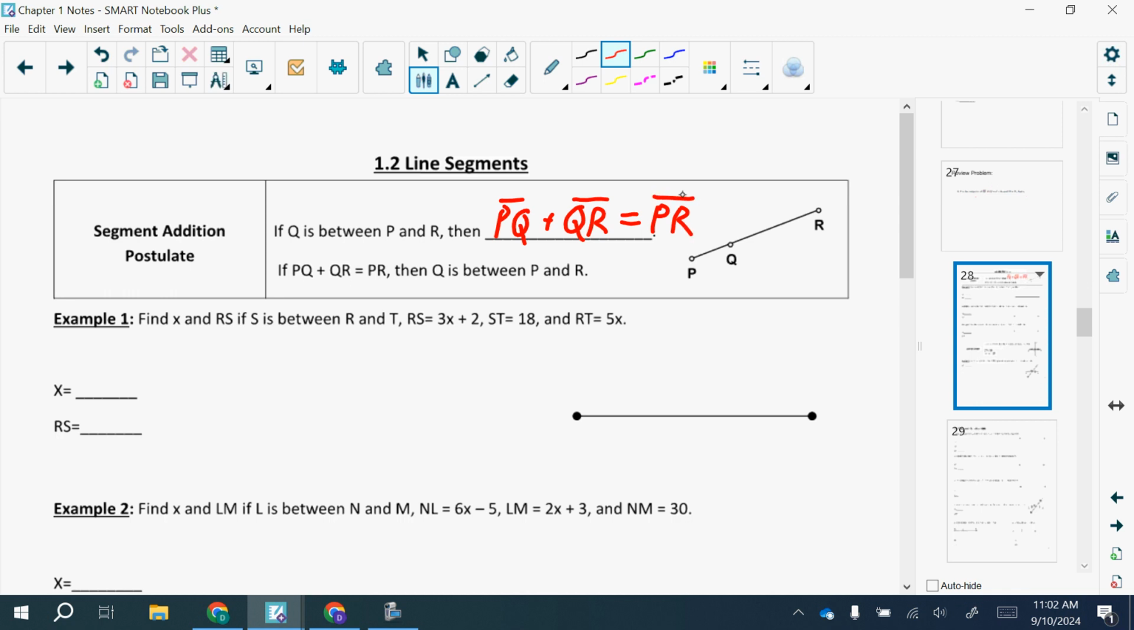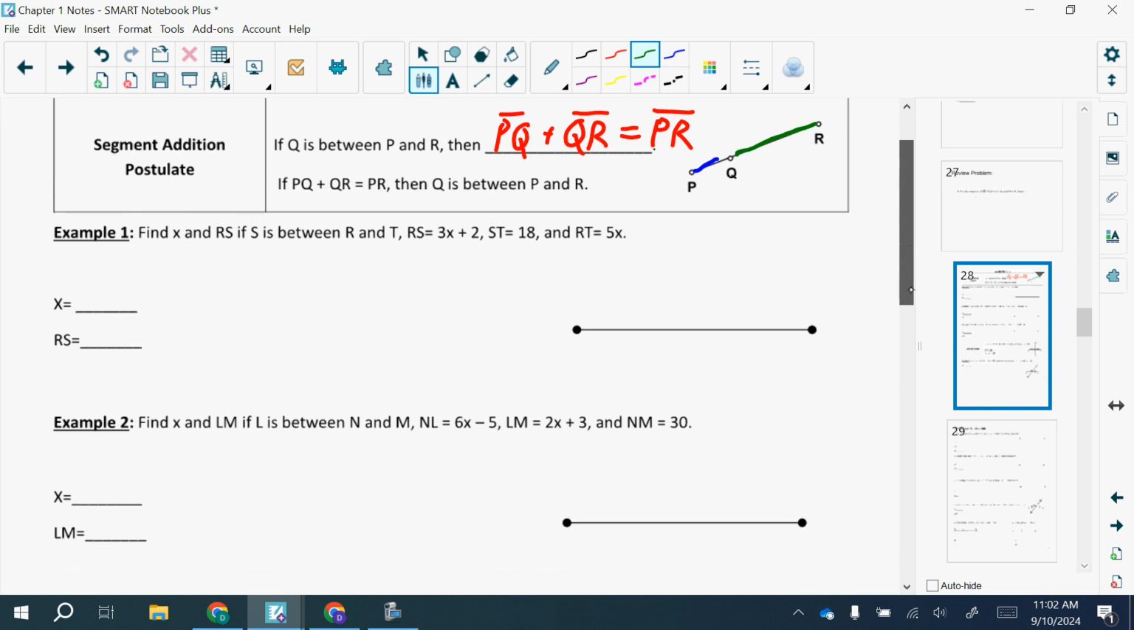So this is basically a fancy way of saying two parts equal the whole. So this part plus this part will equal the whole thing. That's basically, in a fancy way, what it's saying. And then also more so on that postulate, if PQ plus QR equals PR, then Q is between P and R. So let's look at an example real quick.